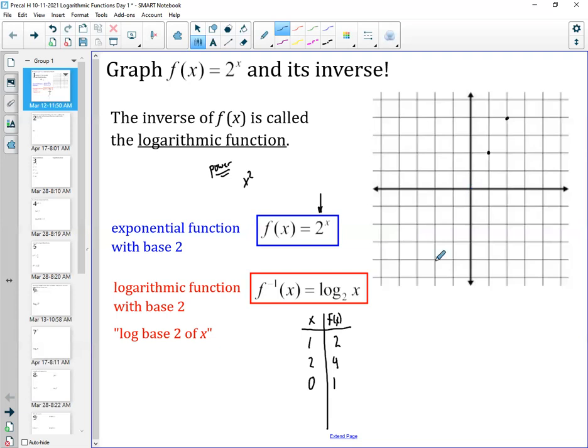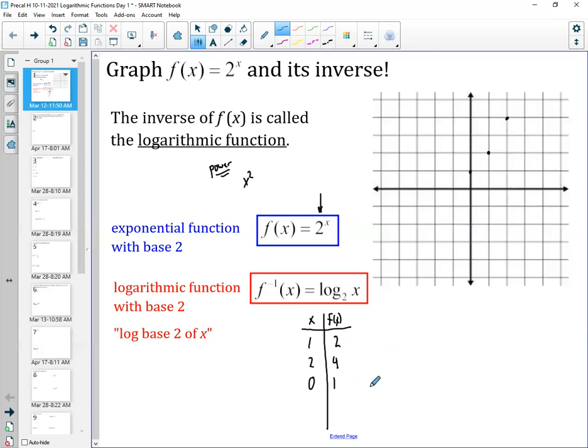Many of you are probably thinking 2 to the 0 equals 0 when I said that, and that is incorrect. Any number raised to the 0 power is equal to 1, with the exception of 0. 0 to the 0 is not defined. So when x is 0, y is 1. We get here. So now it's not quite a line. It almost maybe looks like a parabola right now.